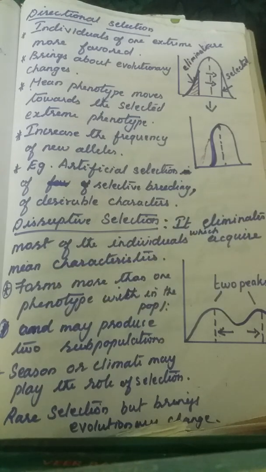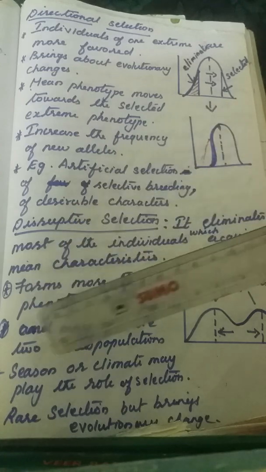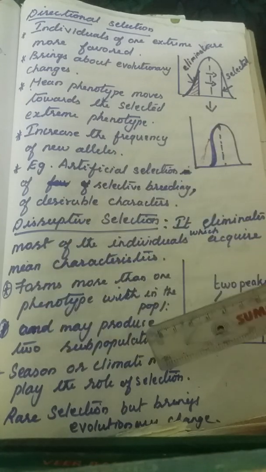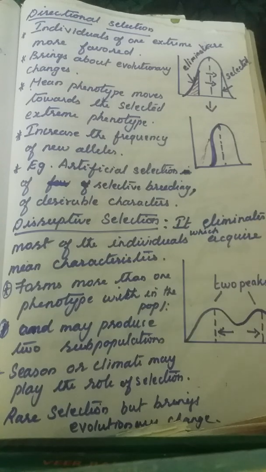This can be caused by seasonal difference; season or climatic factors may play an important role. This is a rare phenomenon. It is very rare to see this kind of disruptive selection, but it brings evolutionary changes, and from the evolutionary point of view it is also very important.